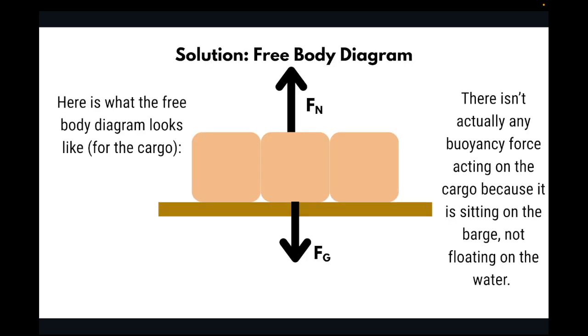Okay, so here's what our free body diagram looks like for the cargo, right? So we have the weight of the cargo, which is Fg, and then naturally the barge, because the cargo isn't sinking through the barge, applies normal force back, right? And so if you think about it, there isn't actually any buoyancy force acting on the cargo because it's sitting on the barge, not floating on the water.